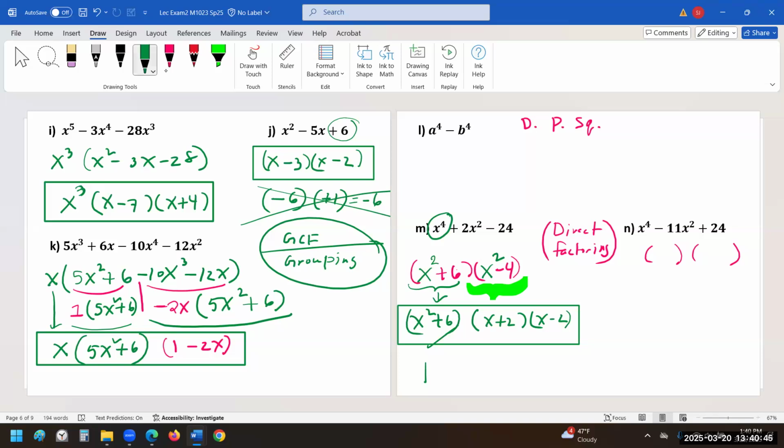Okay, the next one. Two numbers multiply to 24 and combine to 11. 8 and 3. So how about the signs? Negative 8, negative 3. And this time we can stop here because none of these are perfect squares. 8 is not a perfect square, 9 is. 3 is not a perfect square, 4 is. So if you don't have a perfect square number, don't go any further. It's not more factorable, but the other one is more factorable because of the perfect square.